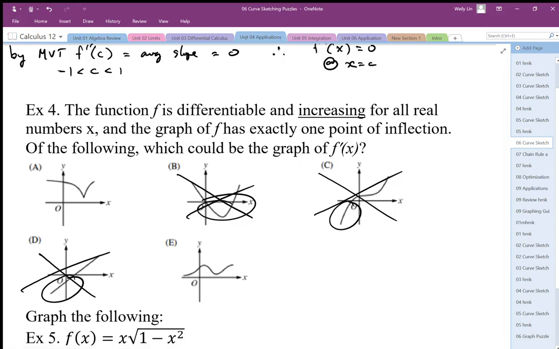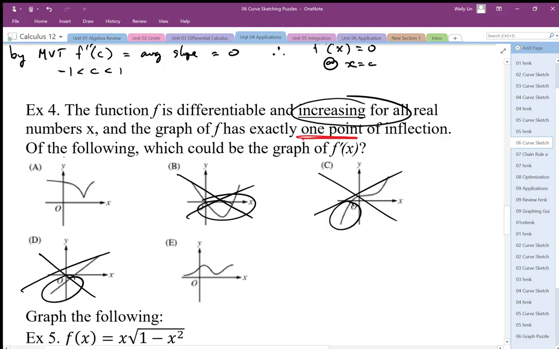I'll use the black to show the increasing. So let's change colors here. The graph has exactly one point of inflection. Well, one point of inflection means that the second derivative, the slope of the slope, must change from positive to negative, or negative to positive.